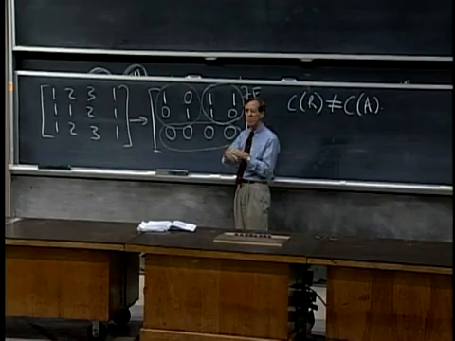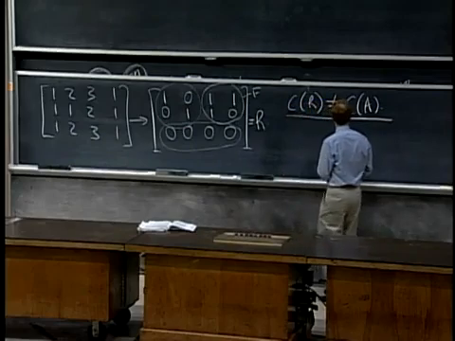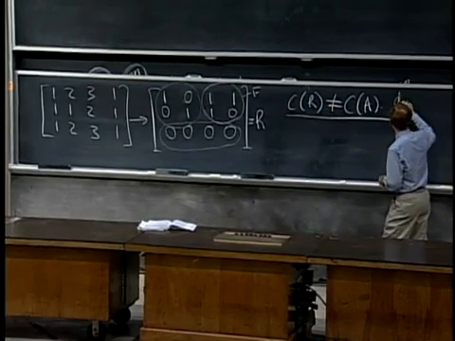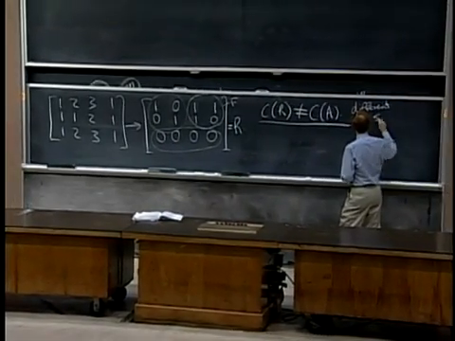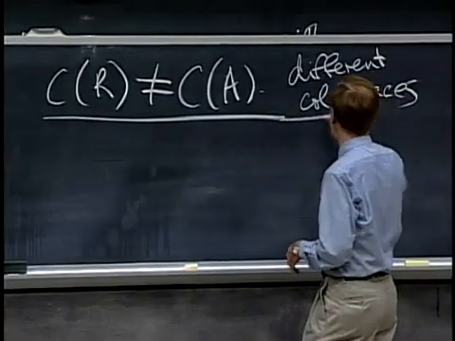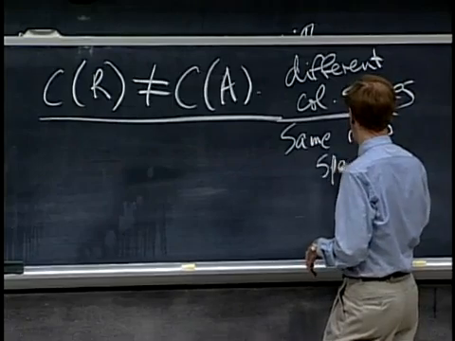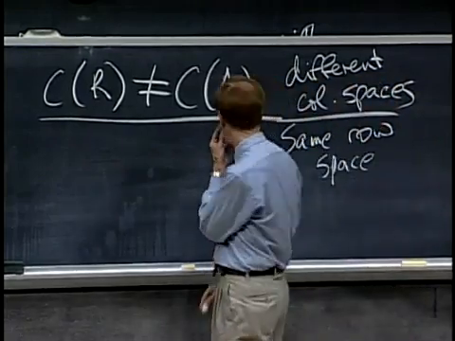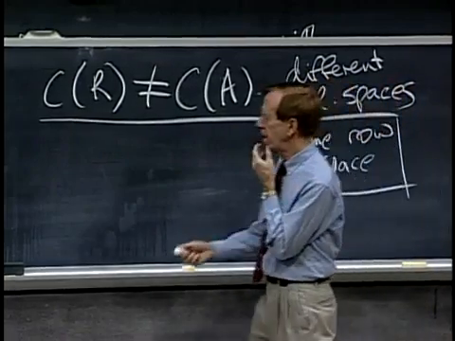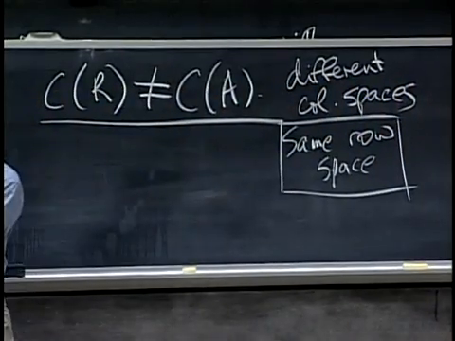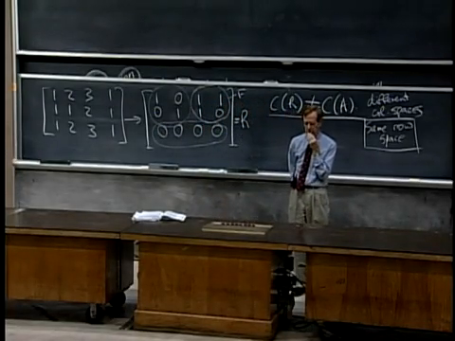Those row operations preserve the row space. So the column spaces are different. Different column spaces. But I believe that they have the same row space. Same row space. I believe that the row space of that matrix and the row space of this matrix are identical. They have exactly the same vectors in them.